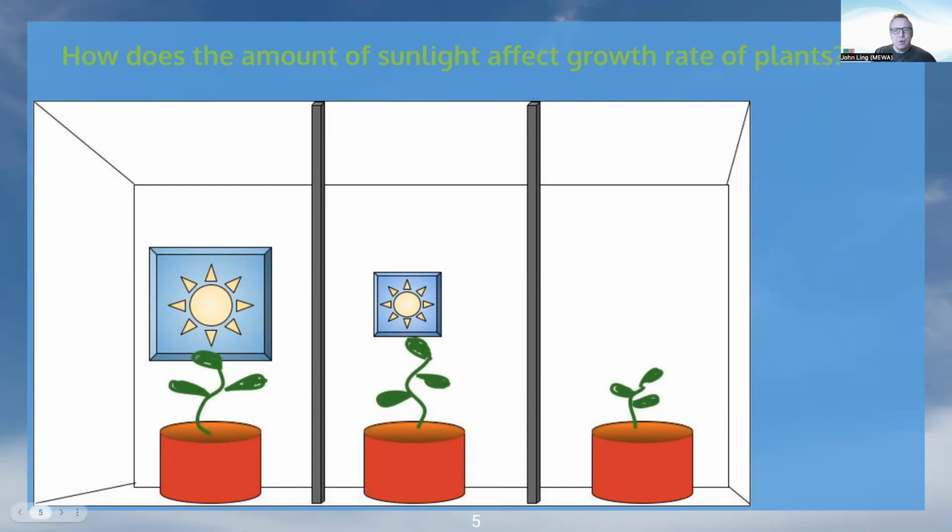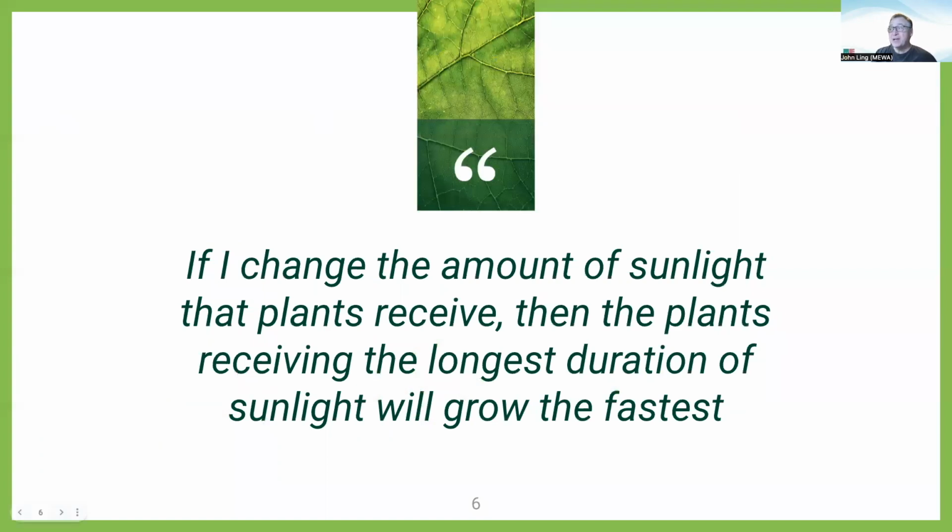So in this case, what would your hypothesis be? Well, here is my hypothesis. If I change the amount of sunlight that the plants receive, then the plants receiving the longest duration of sunlight will grow the fastest. I think that sounds pretty good. What do you think?